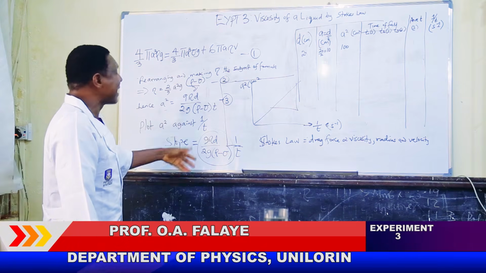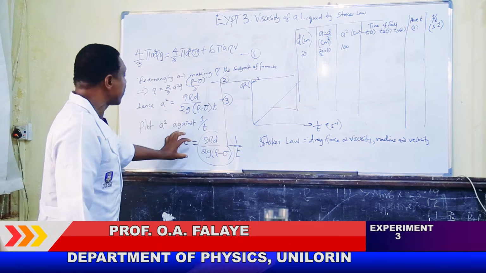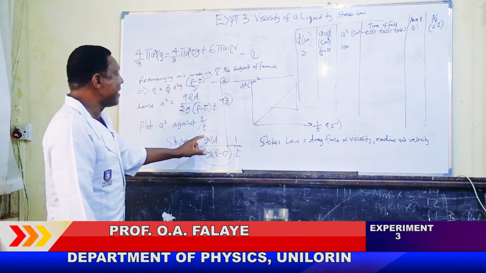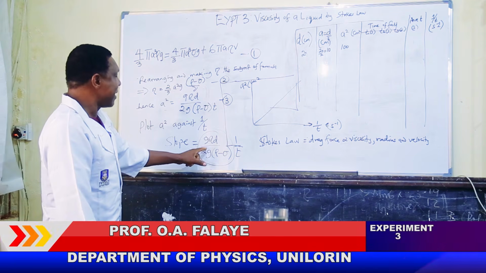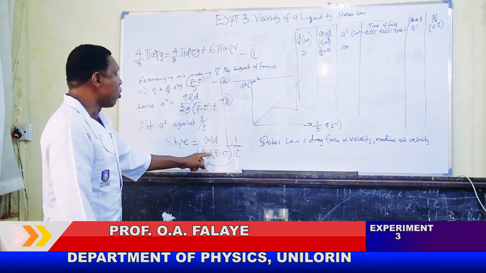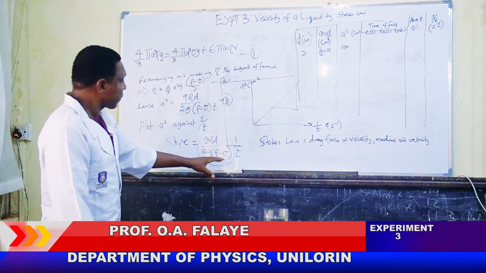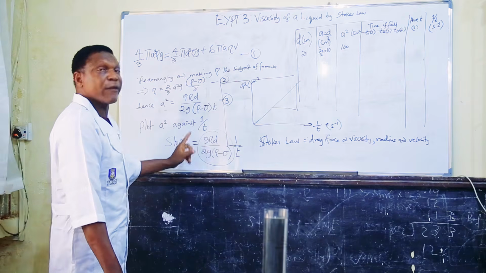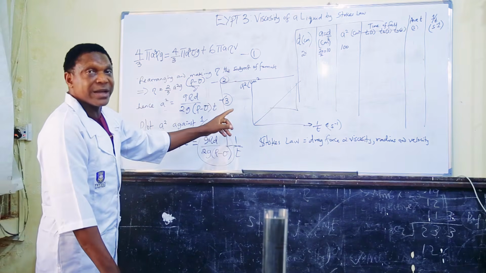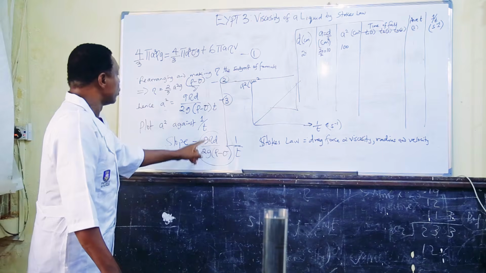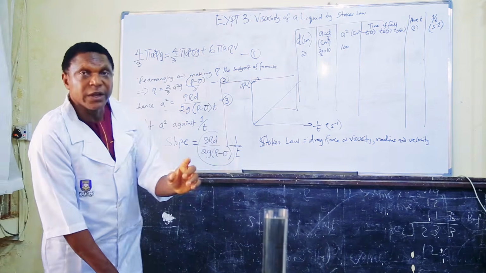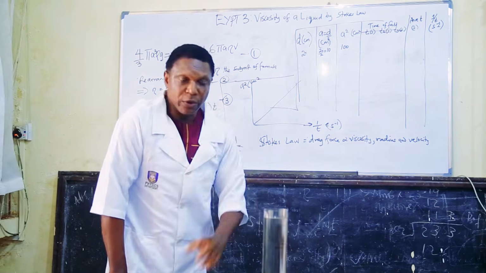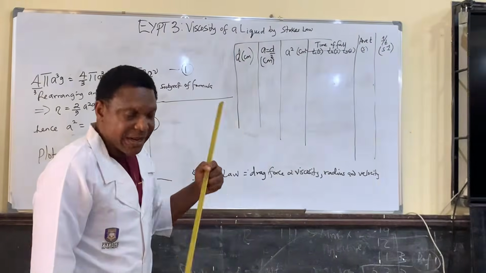And so if you do that and you plot your graph, you are expected to now have a slope given by eta v over 2g times rho minus sigma. All of this has been given to you. If you make eta the subject of the formula, since you would have calculated your slope from the graph, you can easily find the viscosity of the unknown fluid. And this is how you go about the experiment.